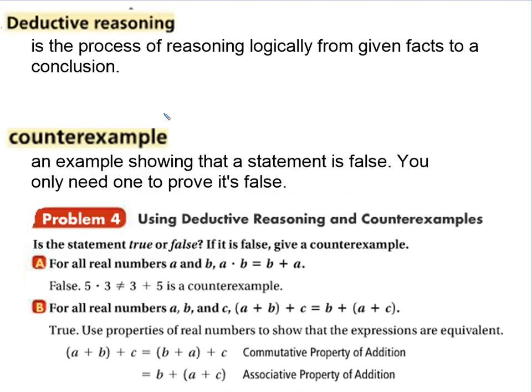Just kidding. Is the statement true or false? So we see a few examples down here. For all real numbers a and b, a times b is equal to b plus a. All we have to do is think of one example where a times b does not equal b plus a, and that's a counterexample. So we can call this false, and then we come up with an example. And for all real numbers a, b, and c, a plus b plus c is equal to b plus a plus c. That's just the associative property mixed in with the commutative, so that's actually true.